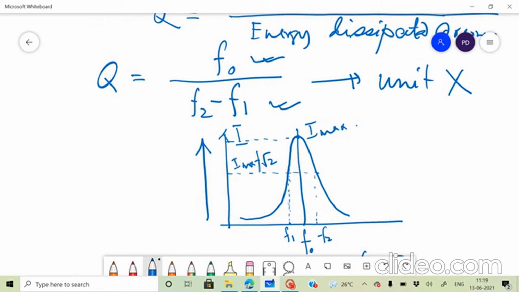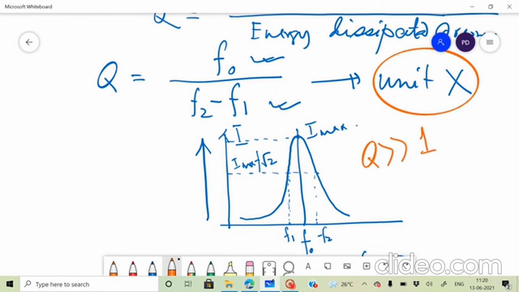This is something very, very important for you to remember. There is no unit for quality factor. One thing you should remember: ideally, what should you get? Should you get a high quality factor or a low quality factor? The answer is the first one. So the quality factor ideally should be much greater than unity.